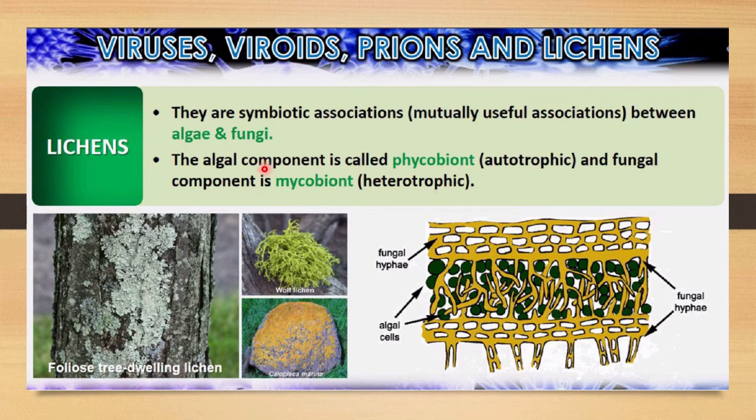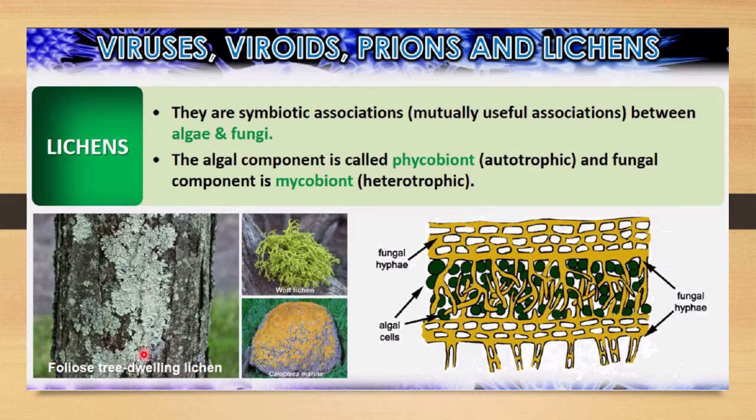So the algal component will do photosynthesis and will help the fungus. And this fungus does heterotrophic nutrition, and that's why it will help the alga. In this way the alga gets benefit from the fungus, and the fungus gets benefit from the alga, and such a relationship is called symbiotic association.